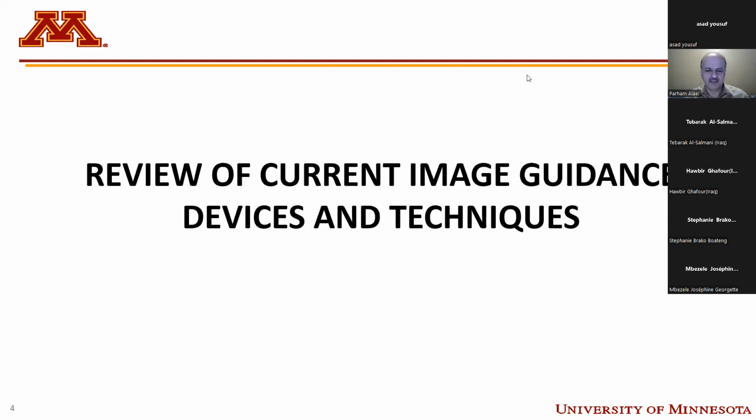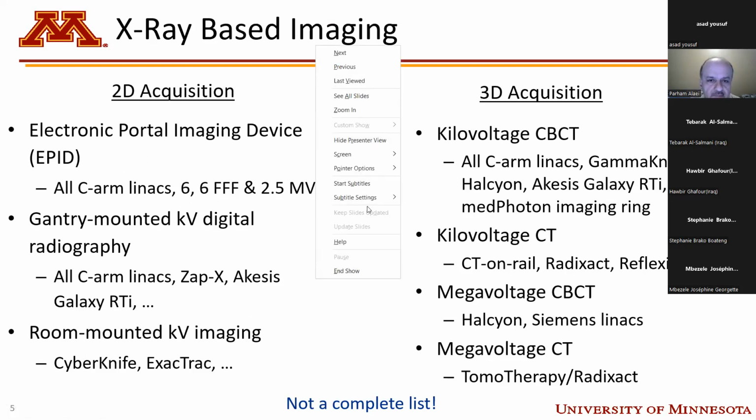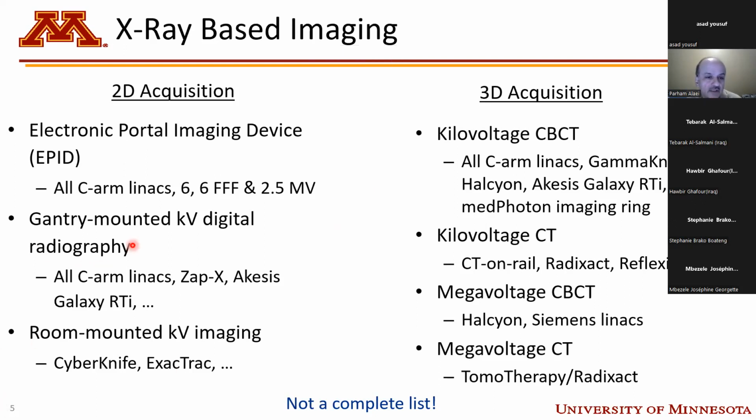So, current IGRT devices and techniques. As you are probably aware, there are quite a few of them out there, and the list actually grows by the year. I have a number of them listed here. On the left-hand side are the 2D acquisition devices. Electronic portal imaging devices have been around for a long time. Almost all linacs have them these days. There is gantry-mounted kV digital radiography. Any Linac with cone-beam CT capabilities does have 2D kV imaging capabilities.